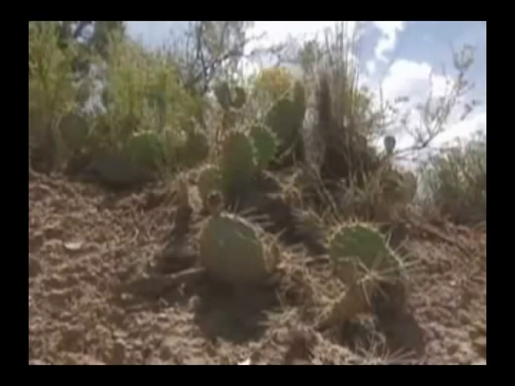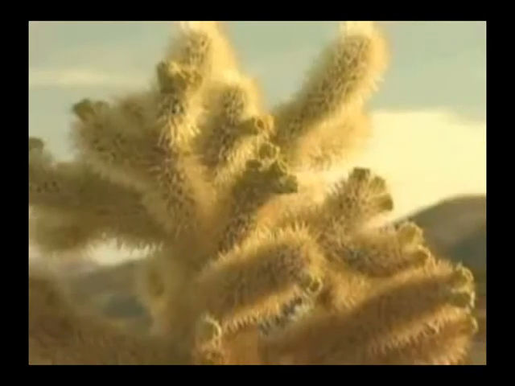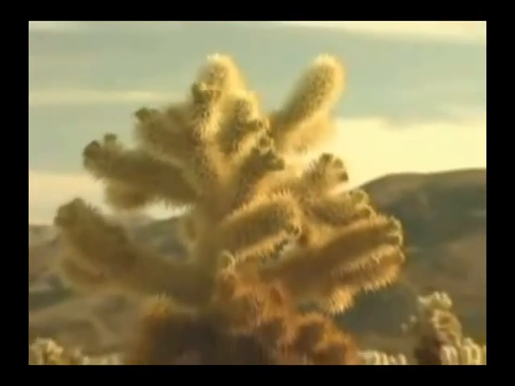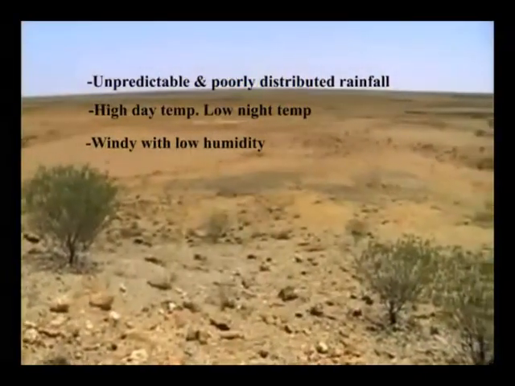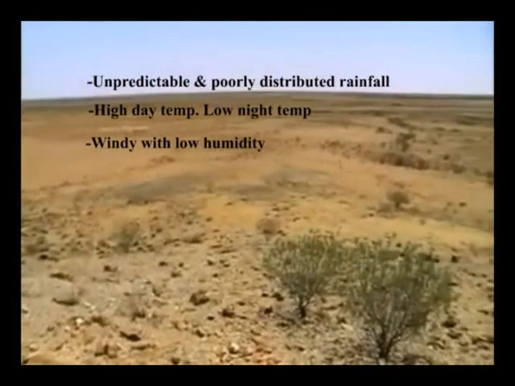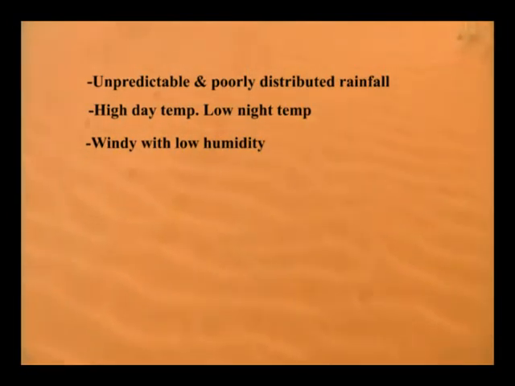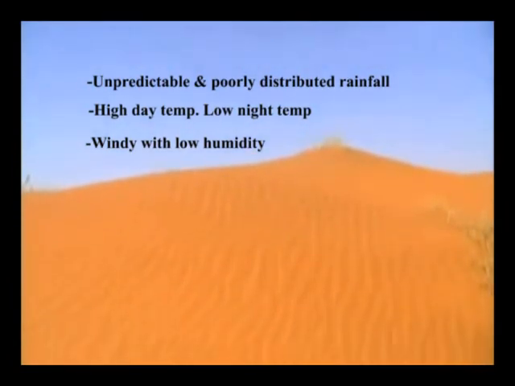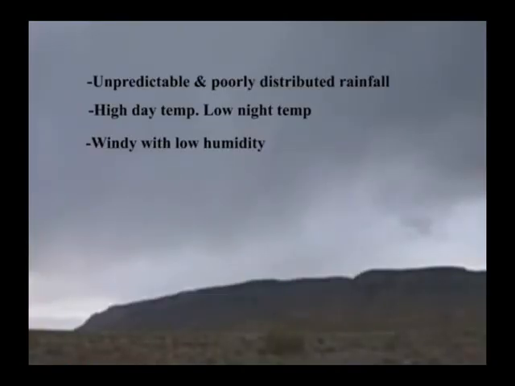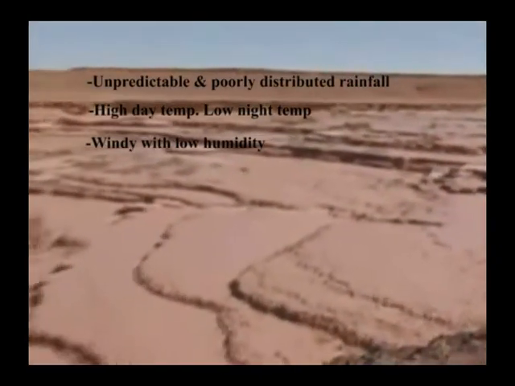Xerophytes are plants adapted to withstand dry habitats or to endure conditions of prolonged drought, as in the arid and semi-arid areas. These habitats are characterized by the following conditions: unpredictable and poorly distributed rainfall, which usually is less than 250 millimeters but hardly exceeds 350 millimeters per year. Very high day temperatures but very low night temperatures, which results in high diurnal temperature ranges. They are windy and have low humidity.